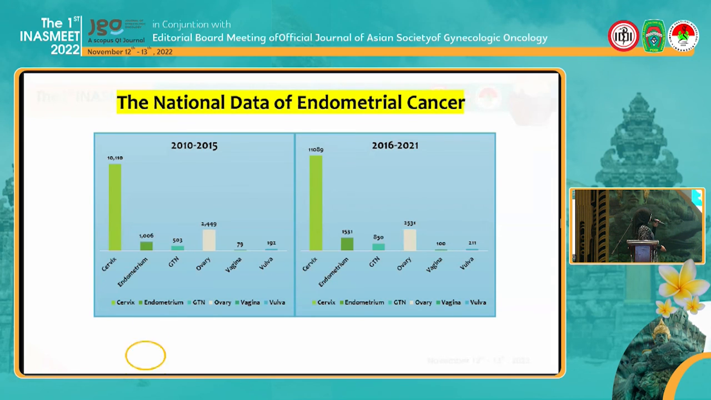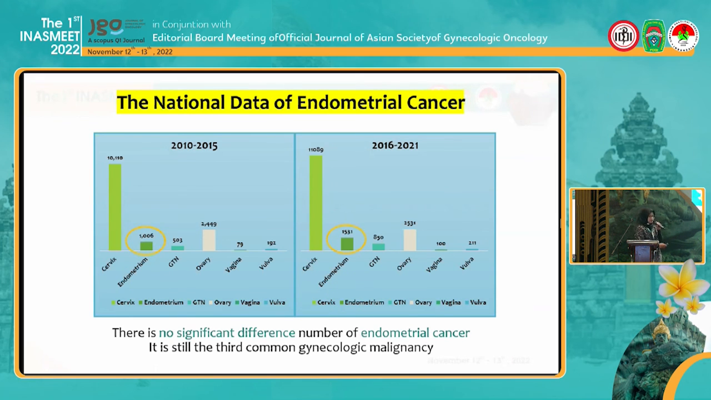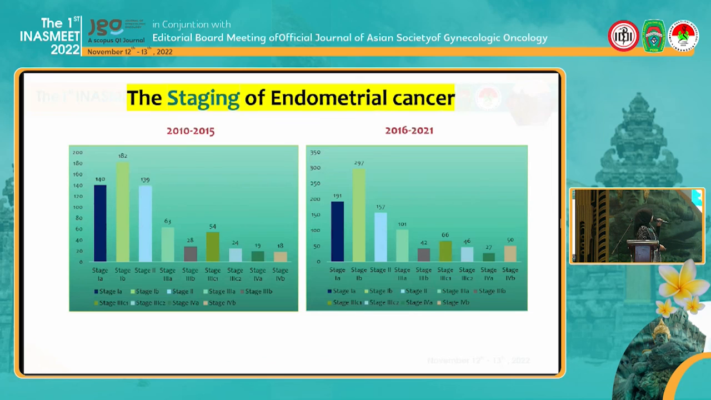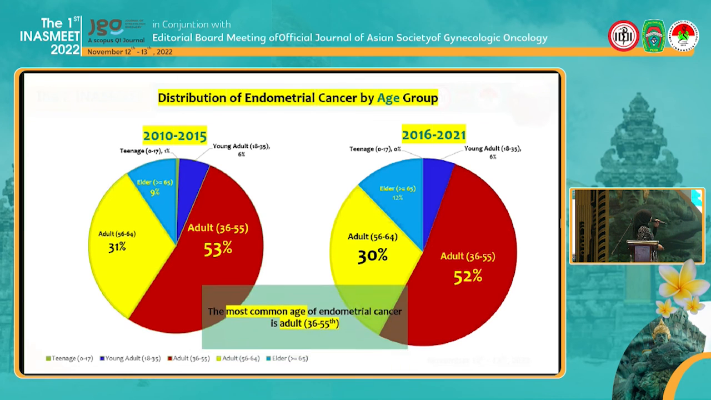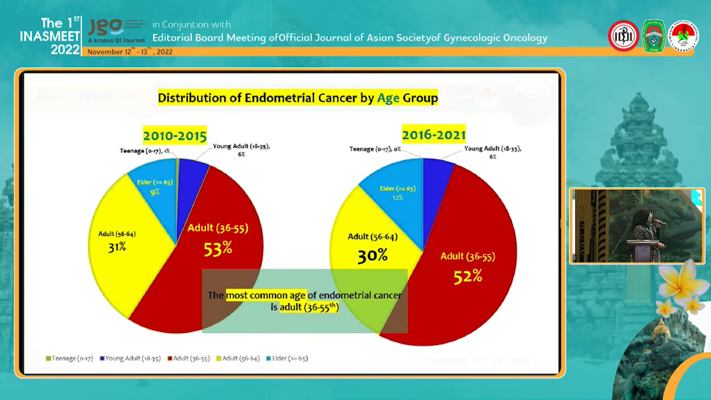For endometrial cancer, it's actually in line with the international data, mostly coming in the early stage. But nowadays we can see that the staging is at 1B and stage 2. So we have to be careful, because endometrial cancer mostly comes in the early stage because there is a symptom. So we miss detection if mostly the patients come in stage 2. And the age group is in line with the international data: young adults are 6%, while the international figure is approximately 4 to 6%.